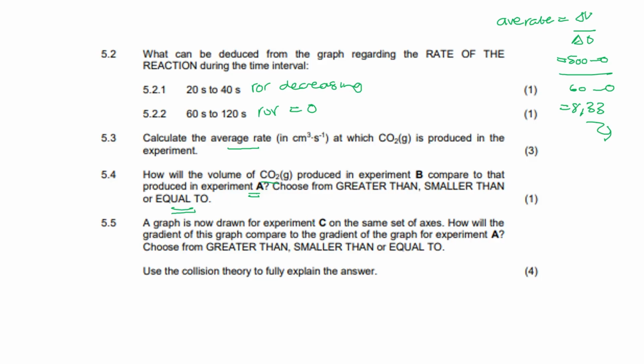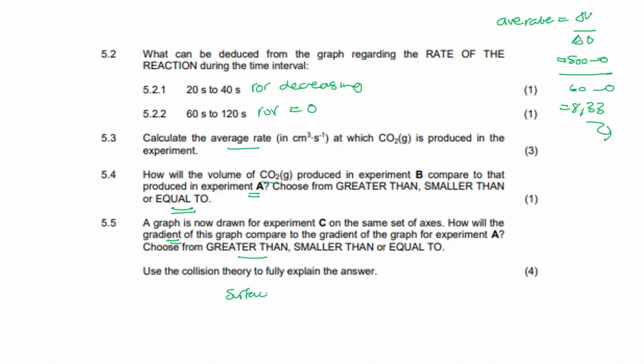5.5. A graph is now drawn for experiment C on the same set of axes. How will the gradient of this graph compare to the gradient of experiment A? Greater, smaller, or equal to, and then use the collision theory to explain your answer for 4 marks. So you'll get a mark for saying greater than, smaller than, or equal to, and then you'll get your 3 other marks for your explanation. So it's going to be greater than, but why?